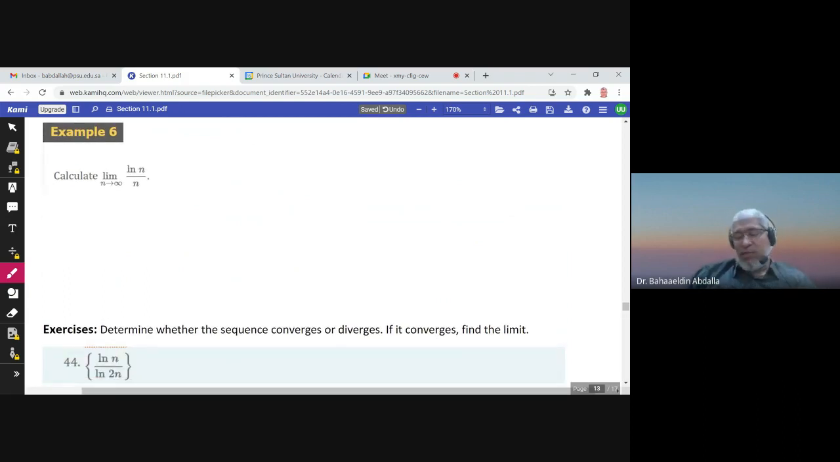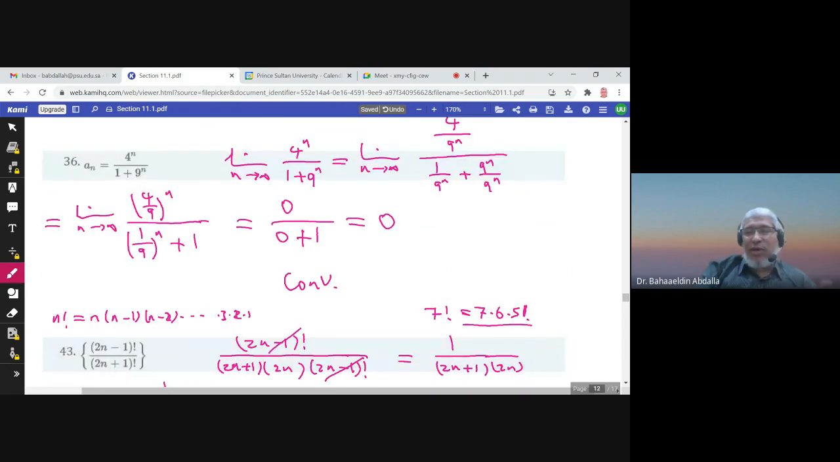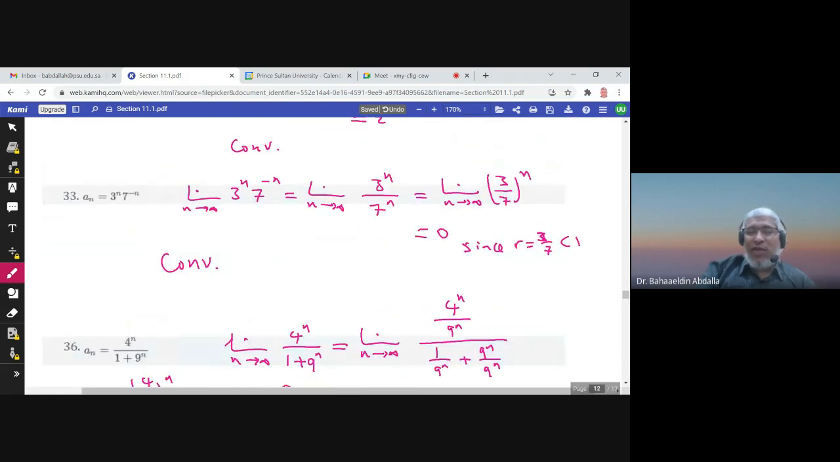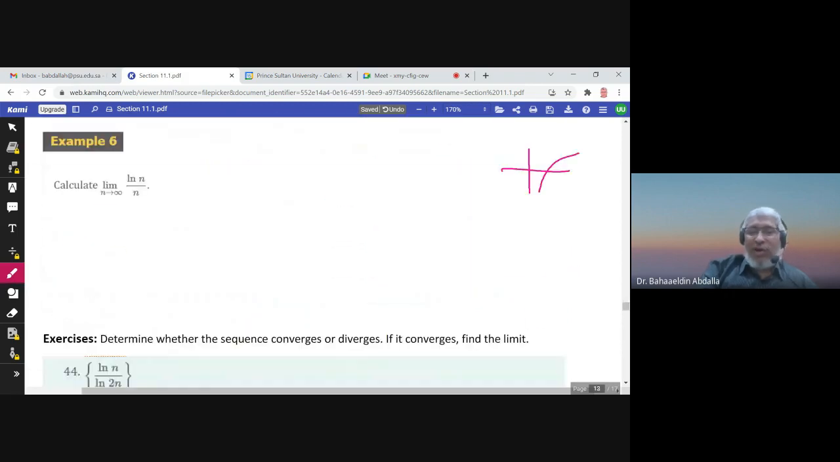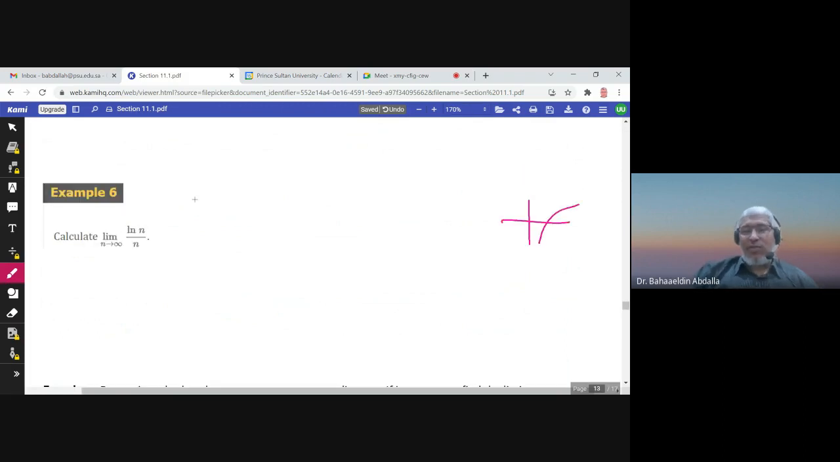Now, the last point in this section. When you find the limit and replace n by infinity, you get ln infinity, which is infinity, because ln goes like this. So infinity over infinity. What to do when you have infinity over infinity? Well, if it is r to the power n, you can do what we did here. That's good. But there is no r here to the power n. So what to do? I can use L'Hopital's theorem.